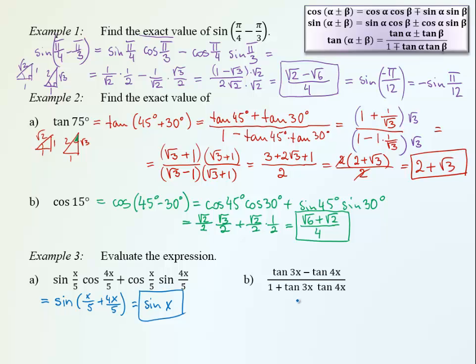Let's see the second expression. Tangent 3x minus tangent 4x over 1 plus the product of these two tangents. So it looks like the third formula here, with the minus in the top and plus in the bottom, which means this is tangent of the difference of angles. So that must be the same as tangent of 3x minus 4x. But this is the same as tangent of negative x. And since tangent is odd, we can pull the negative out. So the whole formula is really negative tangent x.